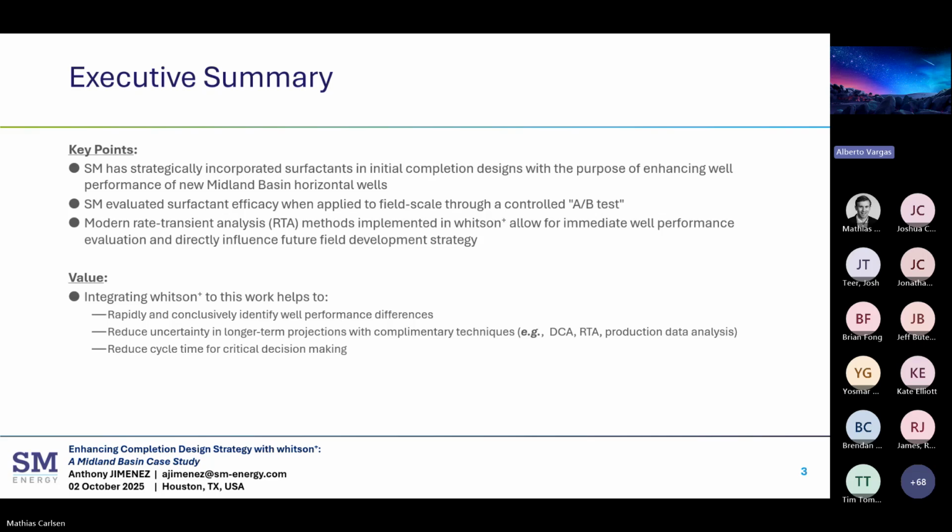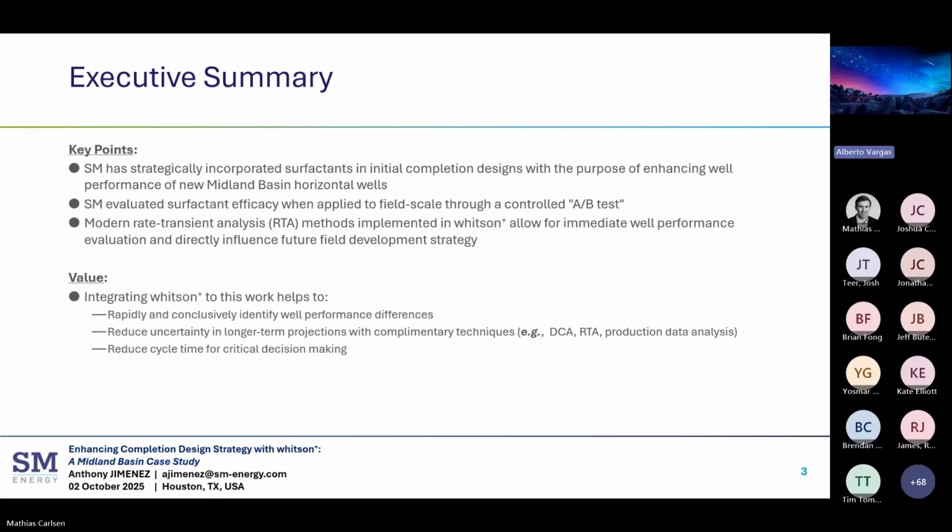When you integrate these methodologies or these techniques from the RTA and you pair that in concert with something like your traditional DCA or just traditional production data analysis, it really allows you to reduce that uncertainty in what you're seeing in the field. And if you have these competing technologies or techniques all pointing to the same answer, it allows you to reduce that risk whenever you promote or recommend this change in development strategy.